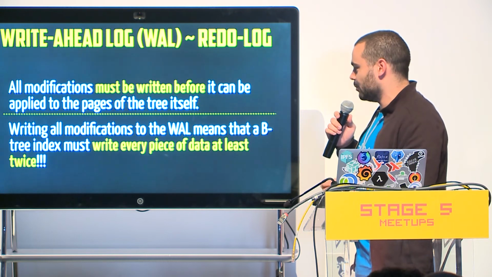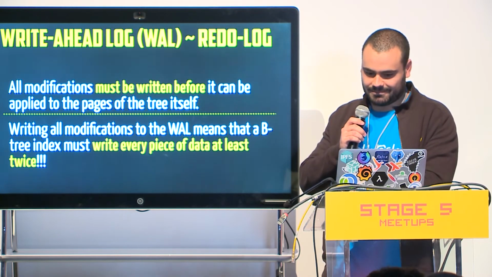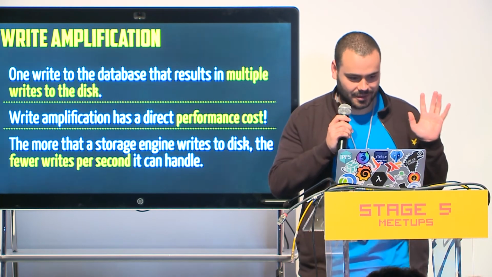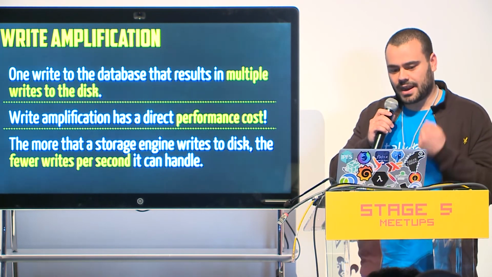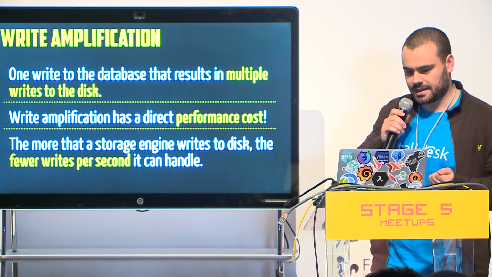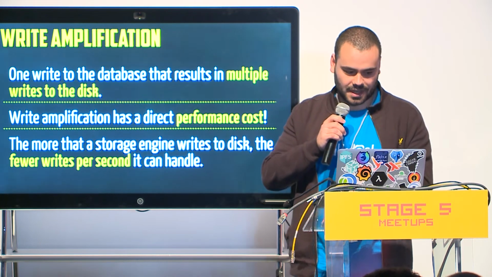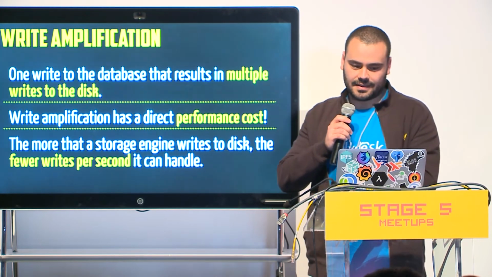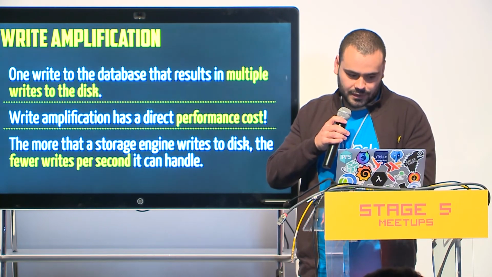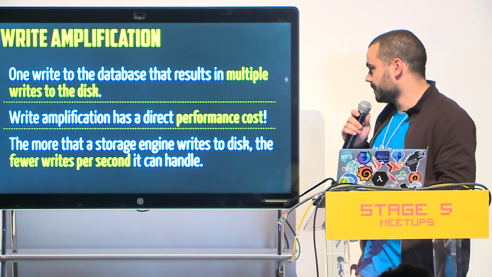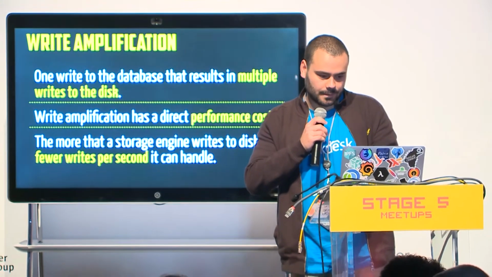This means that we have to write every piece of data at least twice. And this kind of phenomenon is called write amplification. It is when a given write to a database results in multiple writes to disk. And obviously, it has a direct performance cost because you are writing at least twice. So the more the storage engine writes to disk, the fewer writes per second it can handle.